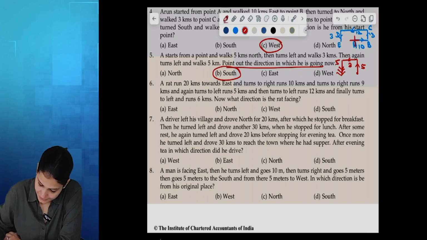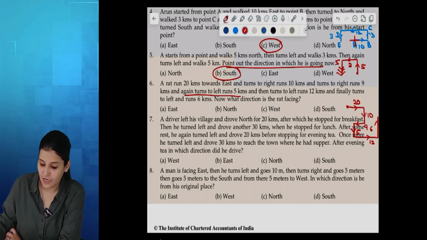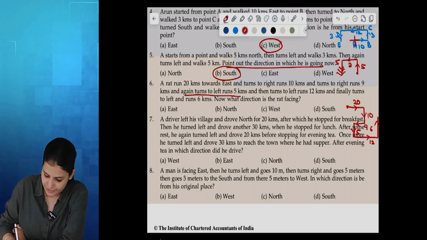A rat runs 20 kilometers towards east, turns to right and runs 10, turns to right and runs 9. Again turns to left and runs 5. Then turns to left and runs 12. Finally turns to left and runs 6. What is the direction the rat is now facing? So the person is going upwards, so it is the northern direction.